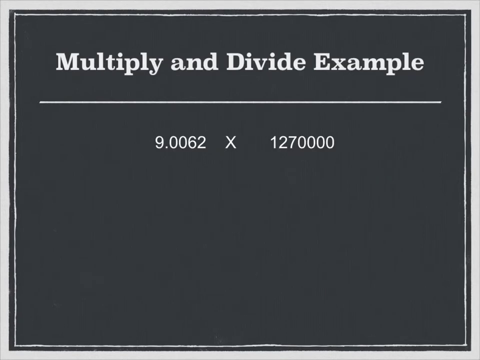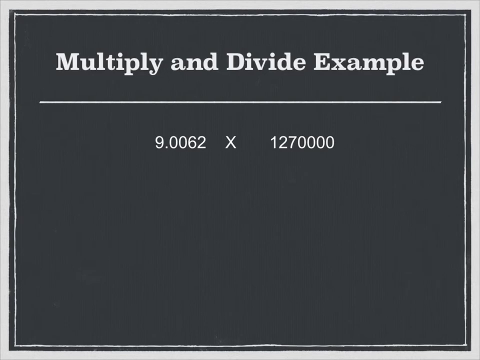Here we have 9.062 times 1,270,000. Lot of zeros there. So we need to figure out just how many significant figures there are. For this one, there are 5. You have 3 non-zero numbers and 2 zeros that are placed between 2 non-zero numbers. So there are 5 significant figures there. Over here you've got 1,270,000. There are only 3 because these right-hand zeros are placeholders. There are only 3 sig figs there.